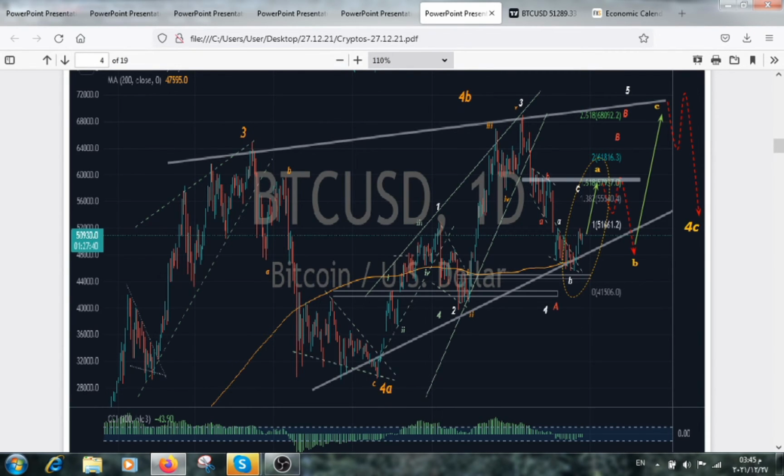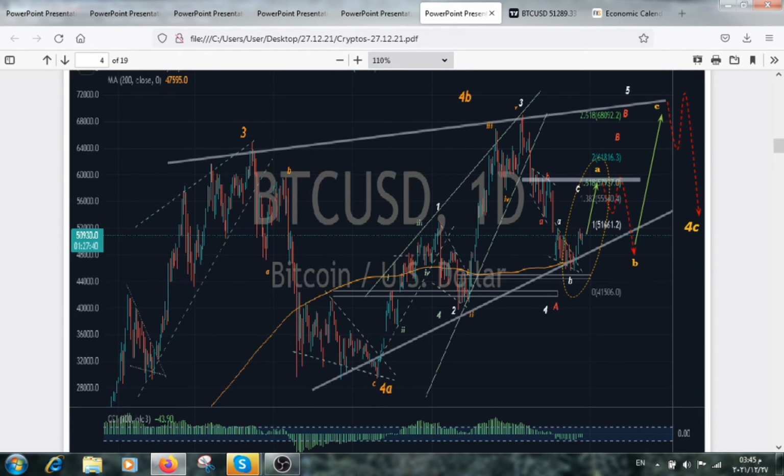Again, this is the higher degree wave 3. There already has been a 4A in yellow, a 4B in yellow. Now there's going to be a 4C in yellow. This is shown here. That 4C divides into 3 segments, an A in red and a B in red, and there's going to be, of course, a C in red, on a longer time frame.